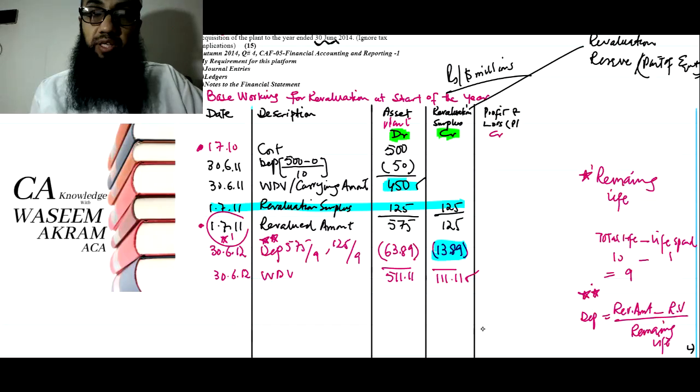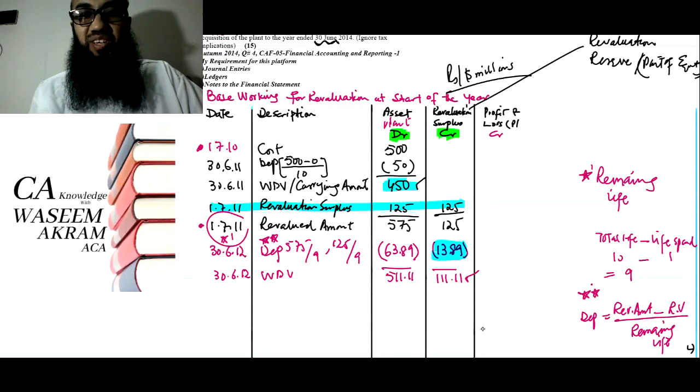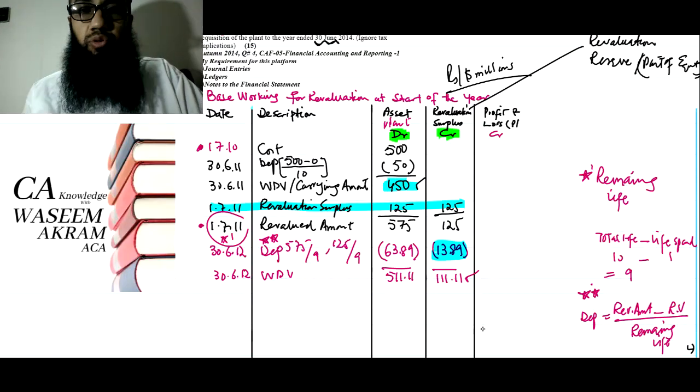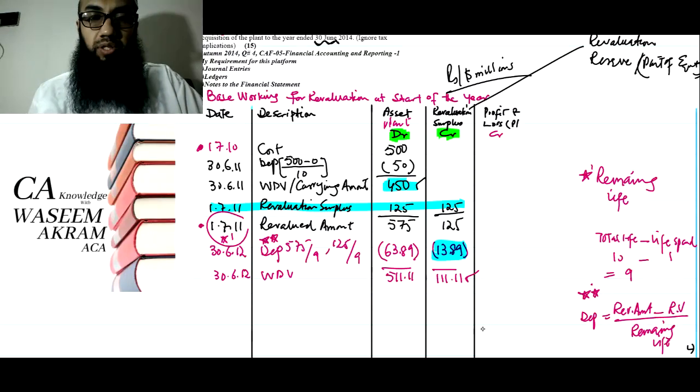The first entry, I call it the Hawaii entry, but it could be anything, which will not appear in this working. That entry is not being shown in this working. All other entries are being shown in this working. This is the beauty of this working.